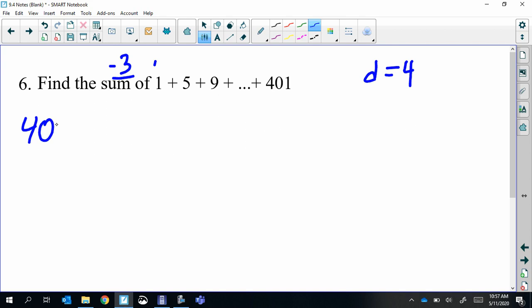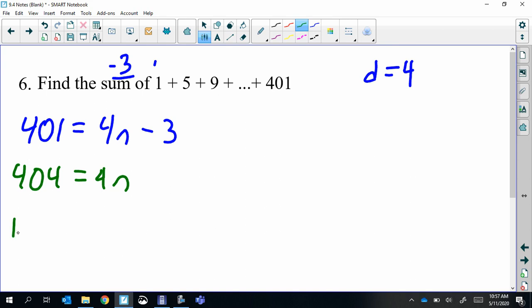So we know that the number 401 is going to be d times n, 4 times n, and then plus this a0, so minus 3. Algebra 1 equation, add that 3 over. Divide by 4, you get 101 equals n. So this is the 101st number in the list. Now, this is a shortcut because we would not want to have to type in 101 numbers that we're adding up, along with finding all of the numbers in between to type out. So that's why we're using the shortcut, this formula.